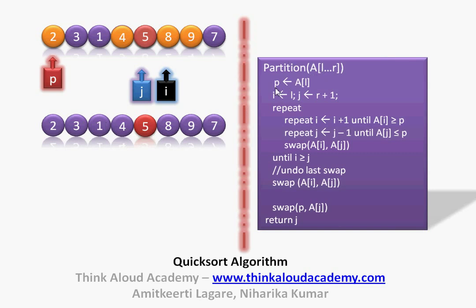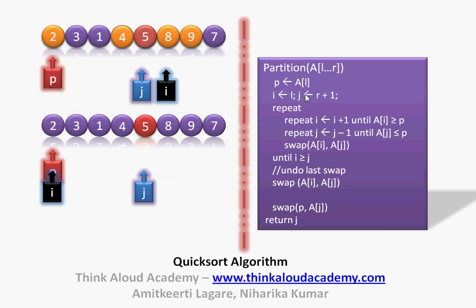So what does the algorithm say? Pivot should always point to A of L. So in this case, we have A of L as this element. So pivot actually points to this element, and I should point again to L. So I starts with the same element as pivot, and J starts outside the range, at R plus 1. So J points to the element 5, though it is not of any help right now.